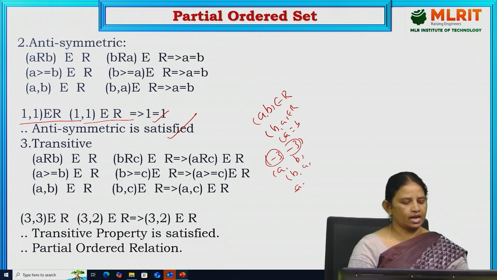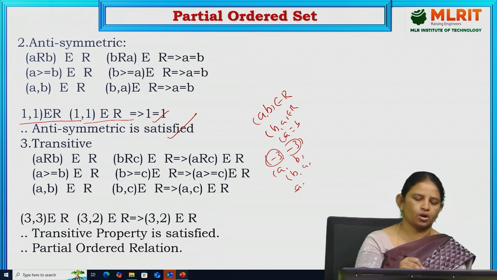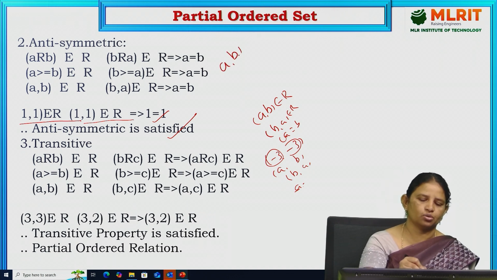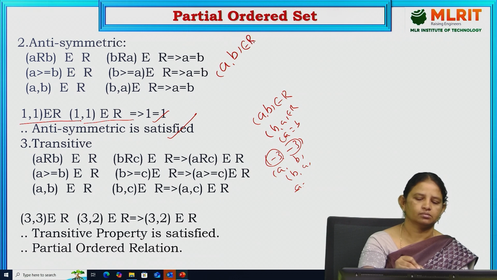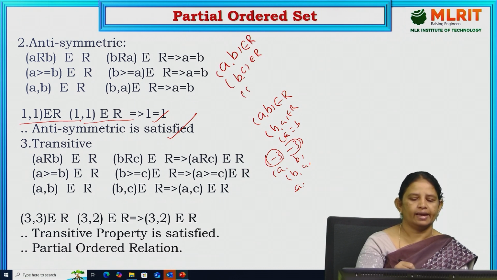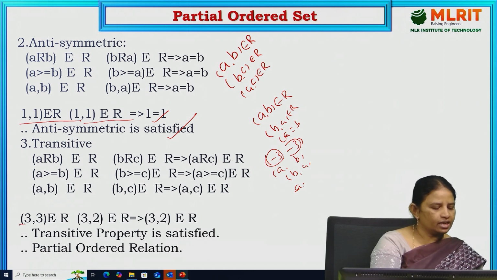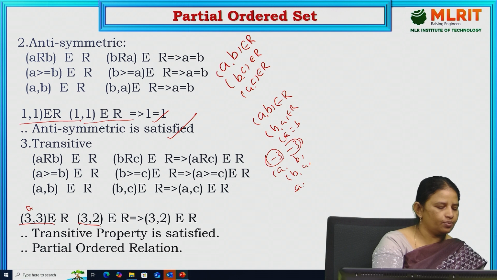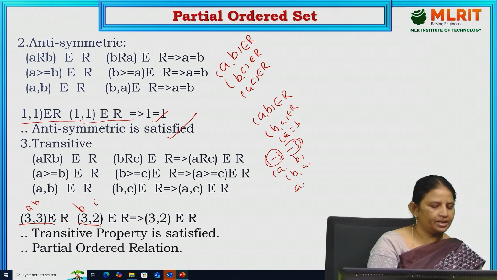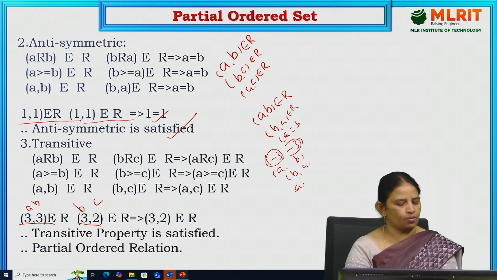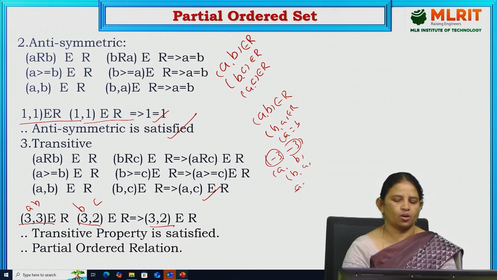Next, consider the transitive property. What is the transitive property? A comma B belongs to R, B comma C belongs to R, then A comma C belongs to R. Then we need to verify. So 3 comma 3, 3 comma 2. Here AB, then BC. What is AC? 3 comma 2. 3 comma 2 is also present in the relation. So transitive property is satisfied.